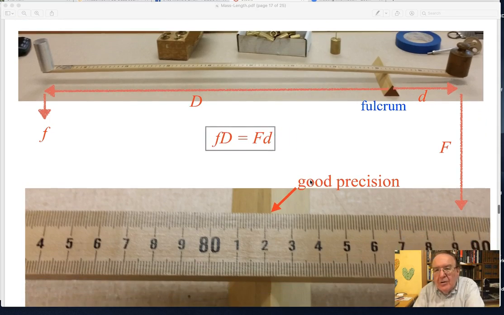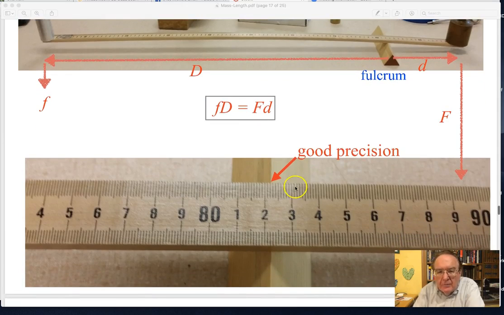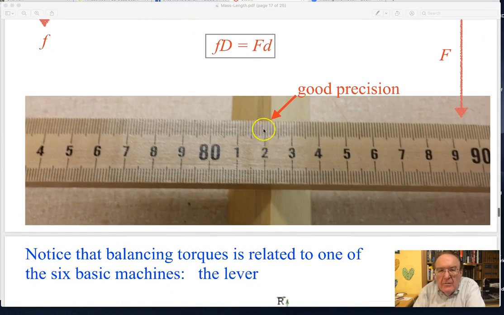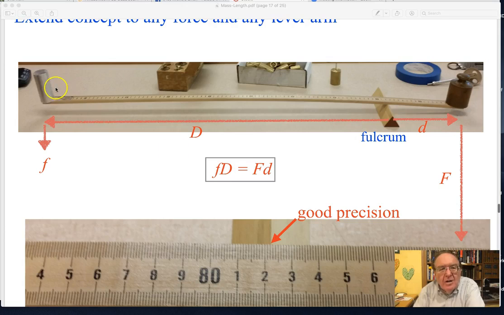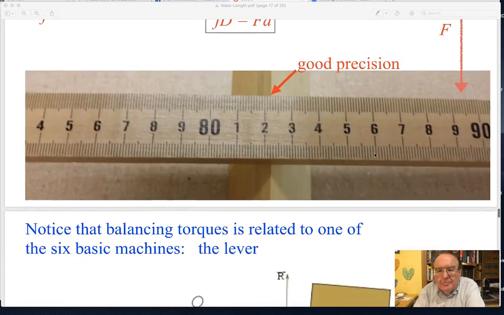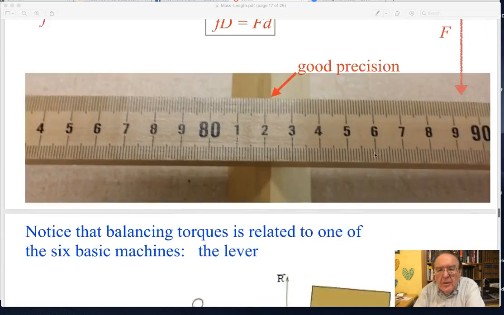So now, in fact, if you look at this carefully, look at the fulcrum here, you have very good millimeter precision on where the balance point is. So you can actually measure an unknown mass on the left with a known mass on the right, and measuring the two distances, little d and big D, and then using this formula.